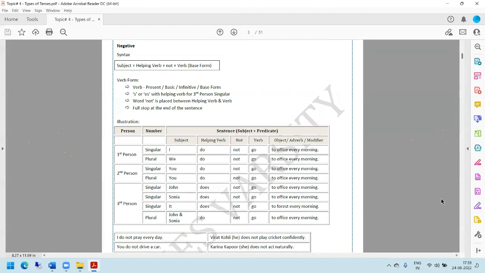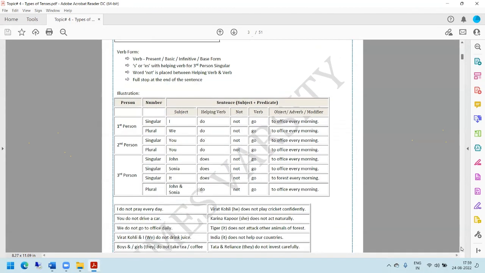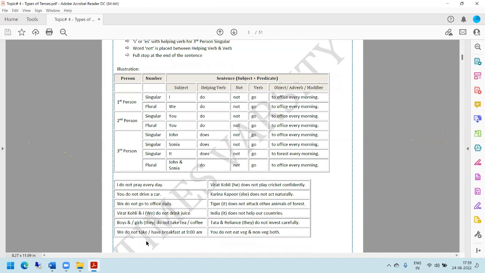This one, right? So for example, "We do not take breakfast at 9 a.m.," or instead of take, have is also used as a verb for eating. So, "We do not have breakfast at 9 a.m." Now look at this: "Virat Kohli does not play cricket confidently," because this is third person singular. That's why es is added to the helping verb, and of course not is also included. "Kareena Kapoor does not act naturally."